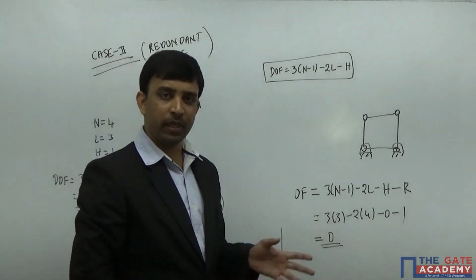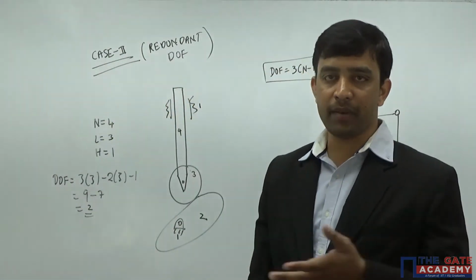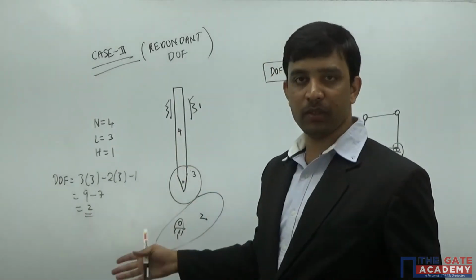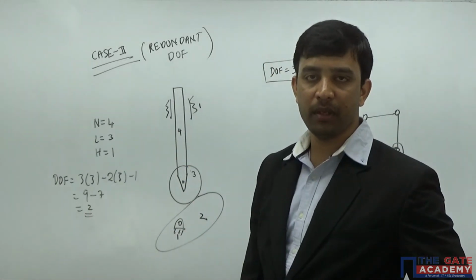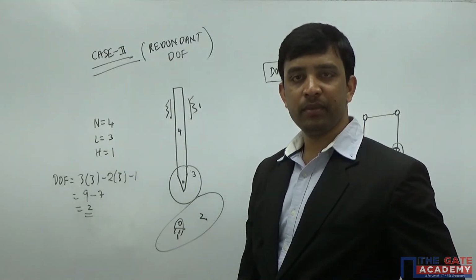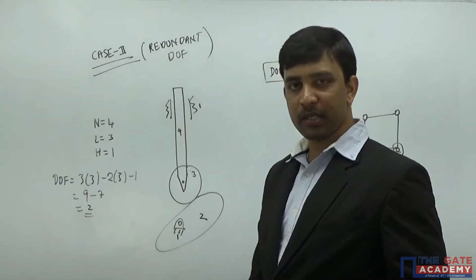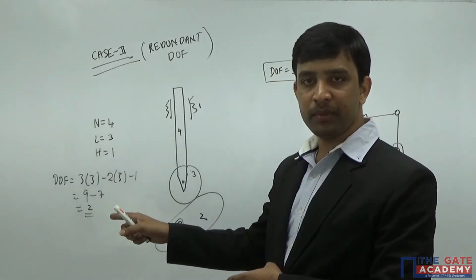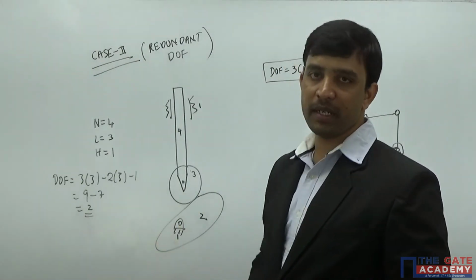So for this cam follower mechanism the degrees of freedom is 2, but for a cam follower mechanism the degrees of freedom should be 1. I can rotate the cam to reciprocate the follower, so only one relative motion is possible. For one input, I have only one output. The input is rotating the cam, and the follower reciprocating is the output. But here I got degrees of freedom as 2. So here also Kutzbach's criterion failed.